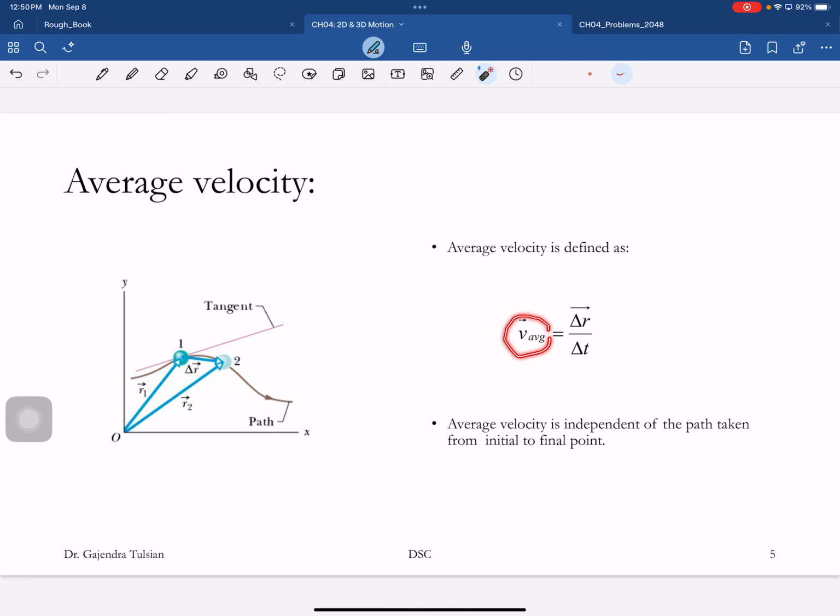The average velocity is a vector. It is the displacement vector divided by time. Time is a scalar, so a vector divided by a scalar is a vector. So here's the displacement vector. What is the direction of the average velocity?